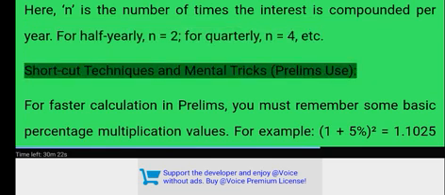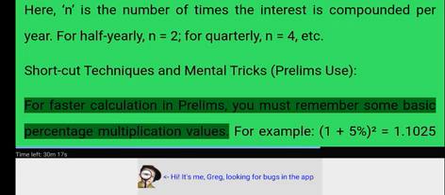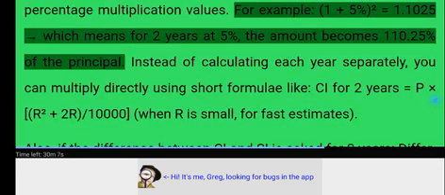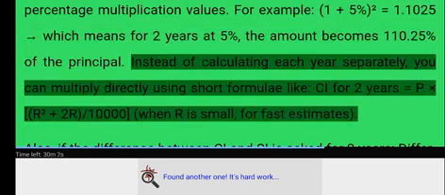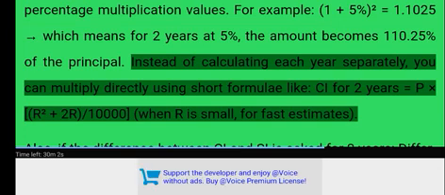Shortcut techniques and mental tricks Prelims use. For faster calculation in Prelims, you must remember some basic percentage multiplication values. For example, (1 plus 5%) squared equals 1.1025, which means for 2 years at 5%, the amount becomes 110.25% of the principal. Instead of calculating each year separately, you can multiply directly using short formulae like CI for 2 years equals P times (R squared plus 200R) divided by 10,000, for fast estimates.